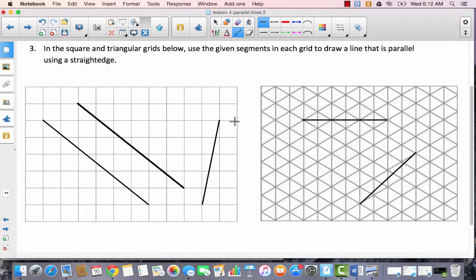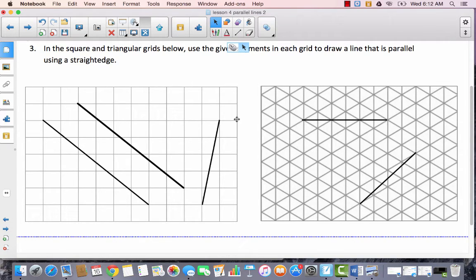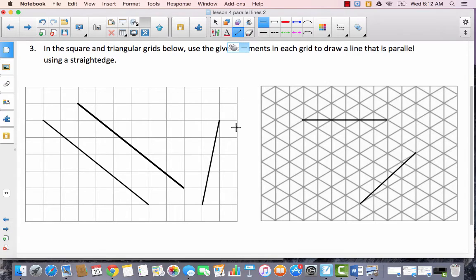Okay, same way with this. See how this one starts here and ends here? I could do the same thing here. I'm going to start it in this corner. Oops, I lost my line again. I'm going to start it in this corner and end it in this corner. And I know that they're parallel.